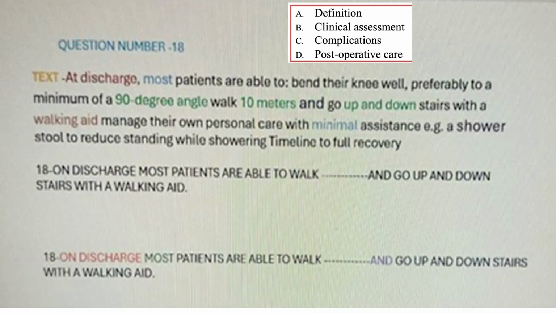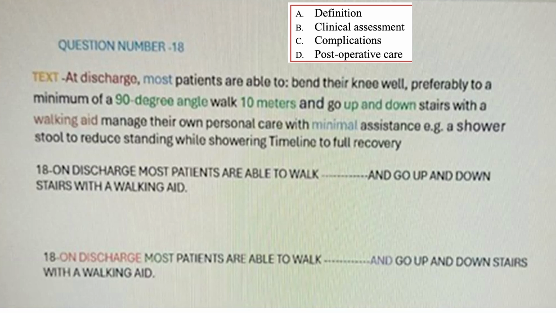The next is most patients. Most is the scale. As per the Father's strategy, we have to go to the scale strategy. That is also mentioned. This most, then are able to walk, itself it's in the paragraph. It is showed: are able to walk.